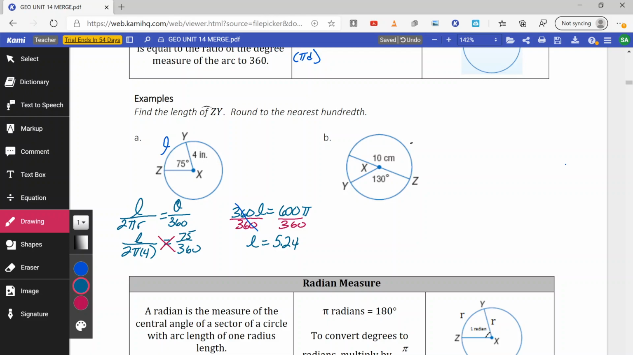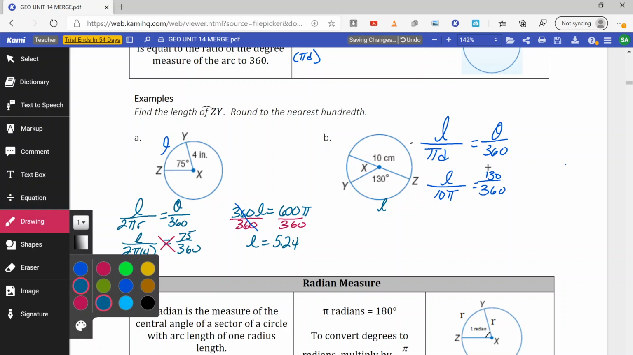Now for letter B, we're going to be doing the same thing. We need to find the length of arc zy, so there's our length. Now, we know we can either continue on with 2 pi r or pi d, so we're given a diameter of 10 centimeters. So our proportion is going to remain the same. Length over, in this case, we have our diameter, so pi d, is equal to our central angle over 360. We don't know what the length is, but we do have pi times 10, so we have 10 pi on the bottom here. Our central angle for zy is 130 degrees over 360.